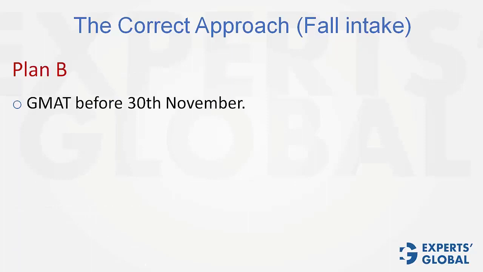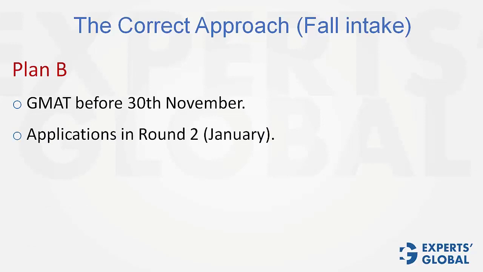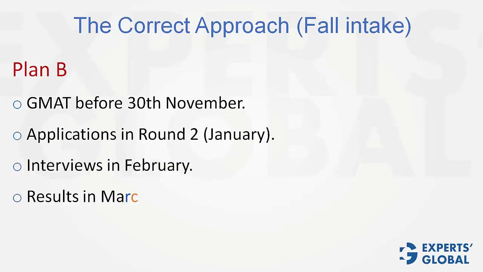Plan B would be to take the GMAT latest by the end of November, target the Round 2. Most of the deadlines are in January. Interviews would happen in February. The results will be out by March. The program will start in fall.